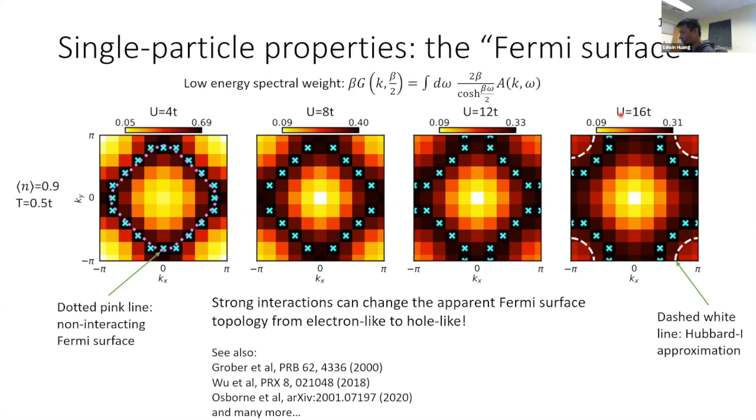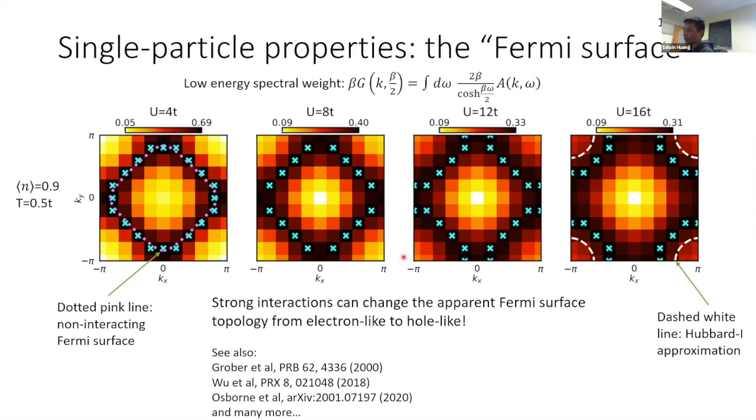Here in these white dashed lines, what I plotted is the Hubbard-I approximation. So this change of Fermi surface topology due to strong interactions is something that's fairly well known. It's been studied in many papers, such as the ones that I listed here, and also discussed in one of the previous talks from this conference.